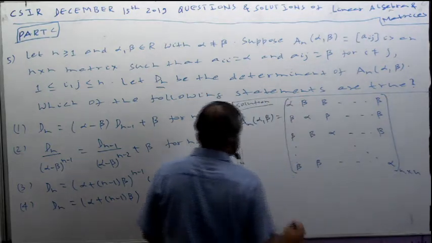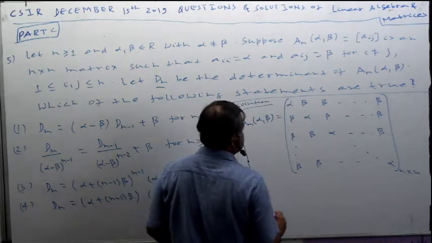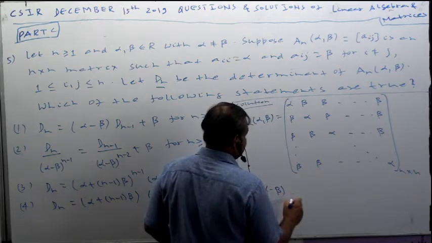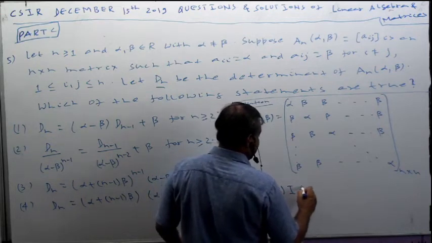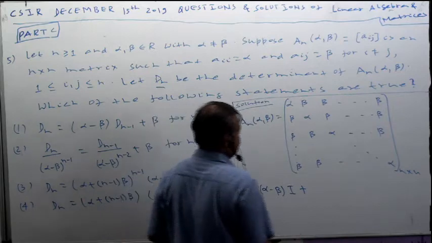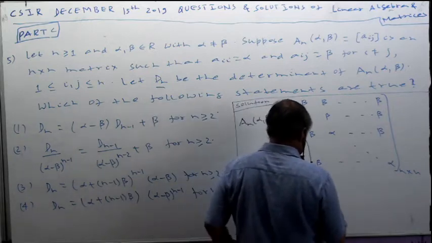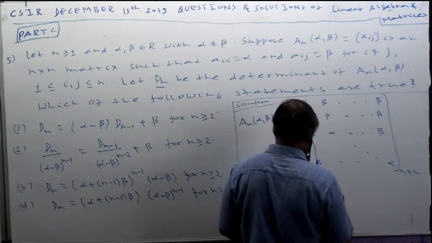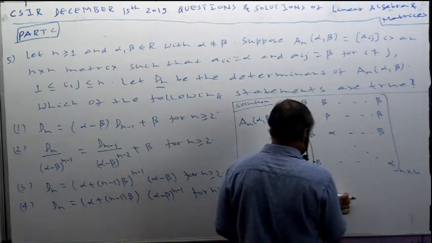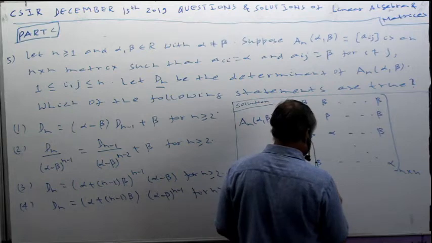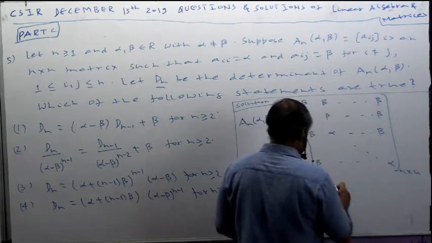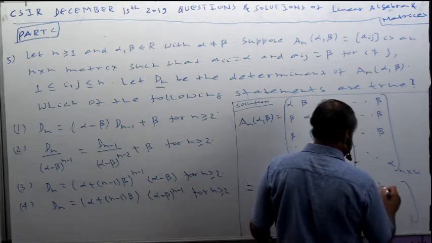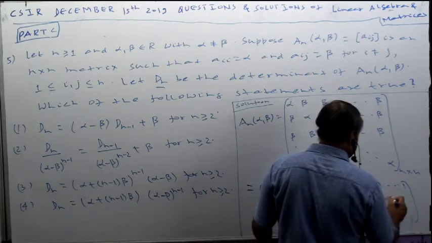Look what I am writing. This matrix is (alpha minus beta) times of I, plus beta times of matrix C, where matrix C contains all its entries as 1, 1, 1, 1, 1. Are you happy with this?